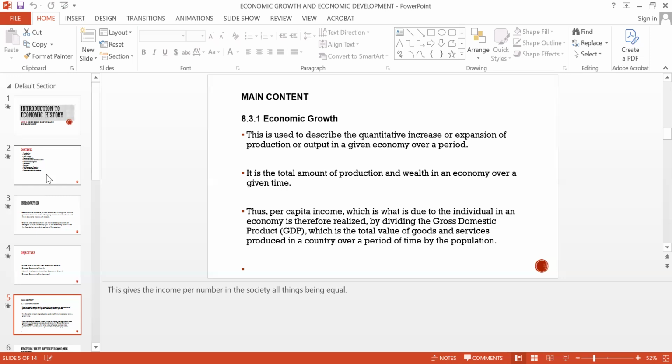That is exactly what growth is about. It is a system in which the total value of goods and services produced in a country over a period of time is quantified. Oftentimes you see the Bureau of Statistics, in government circles, say that Nigeria's economy has grown by 5.2%. So it is a quantitative measuring of the performance of an economy, and this gives the income per capita, income per number of people in the society, all things being equal, basically.